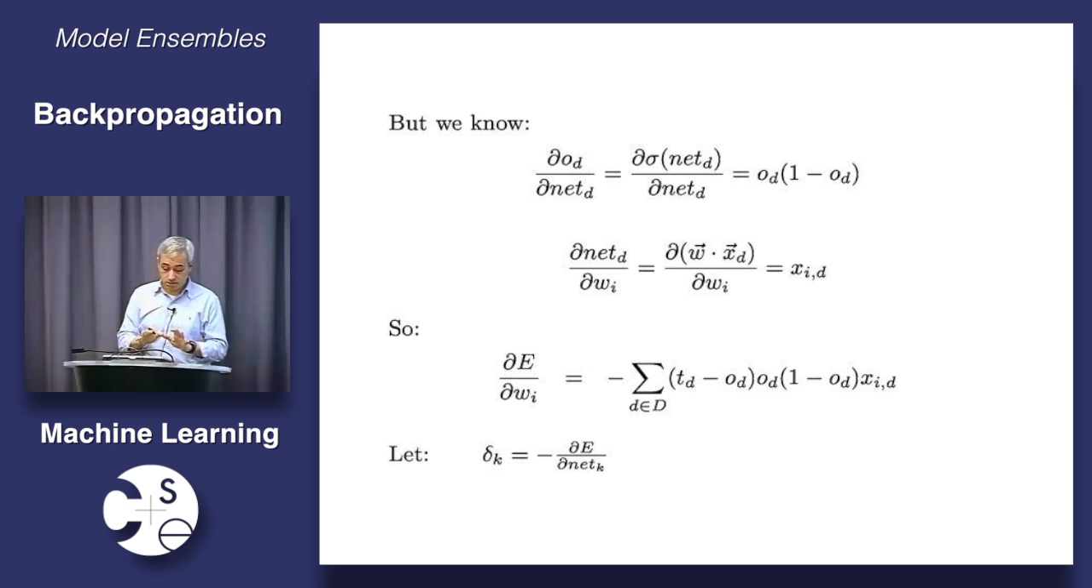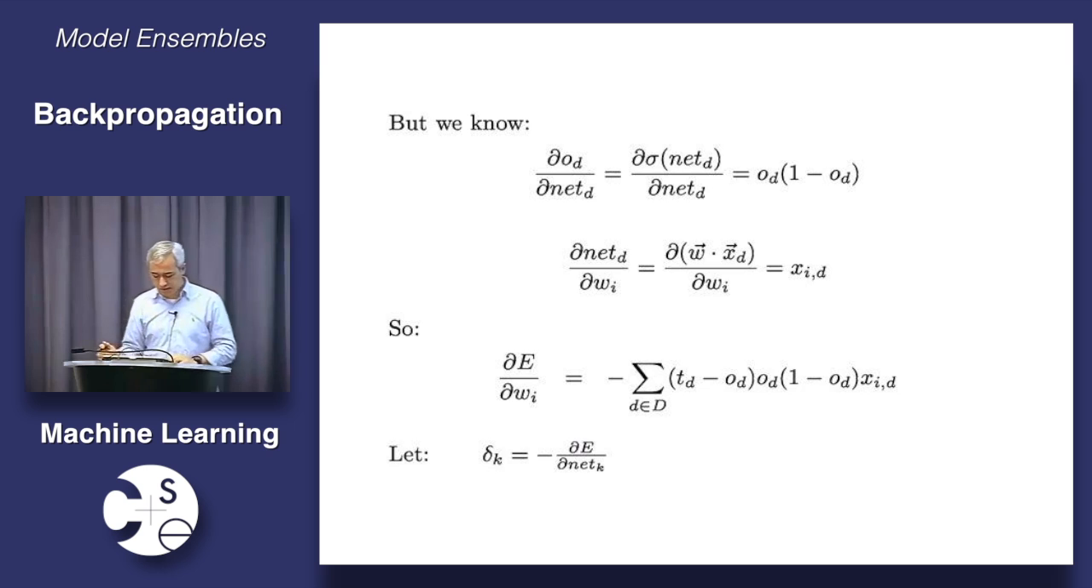So bottom line, what is my new derivative compared to what I had when I just had the linear unit? It's exactly the same thing, except that there's now this additional factor of O_d times 1 minus O_d, and that is just the derivative of the sigmoid. No big deal. Any questions? So far, so good.